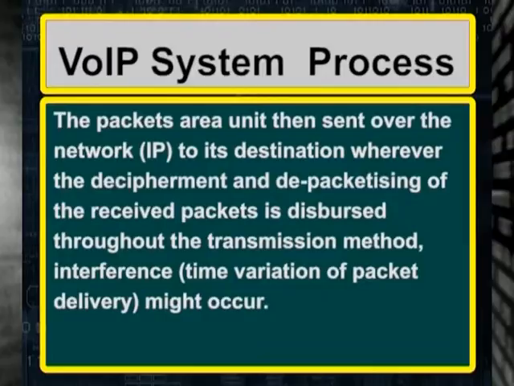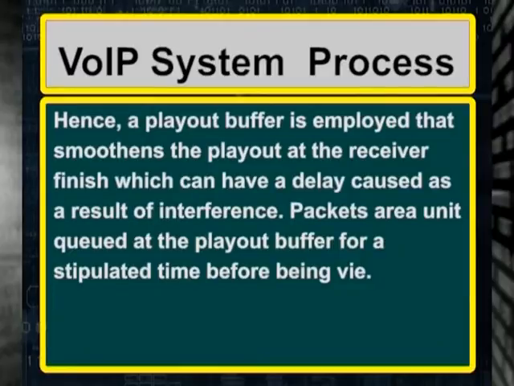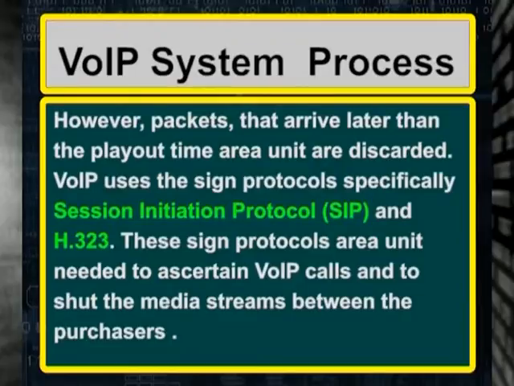Throughput, the transmission method, interference, time variation of packet delivery might occur. Hence, a playout buffer is employed that smoothens the playout at the receiver end, which can have a delay caused as the result of jitter. Packets are queued at the playout buffer for a stipulated time before being played. However, packets that arrive later than the playout time are discarded.